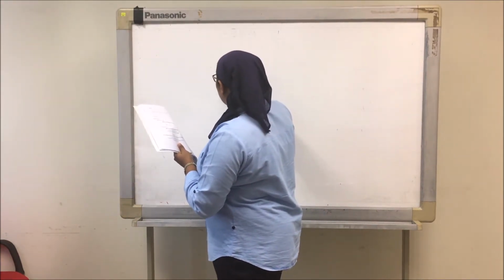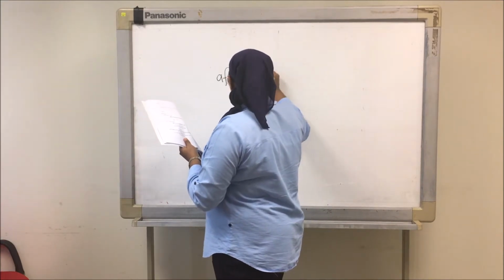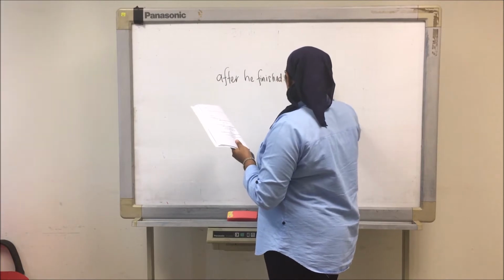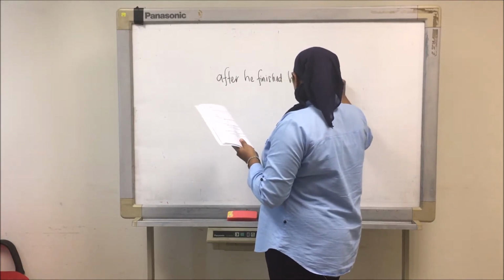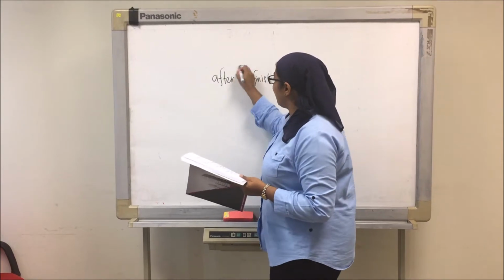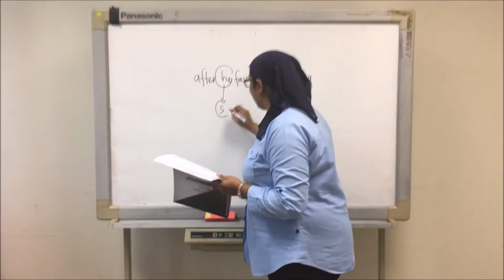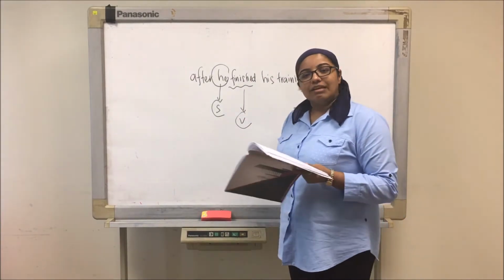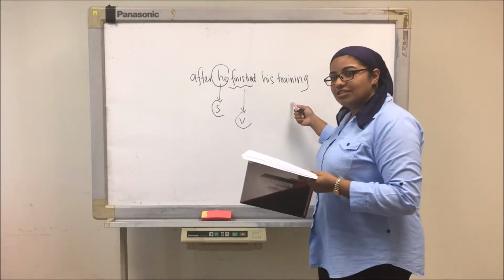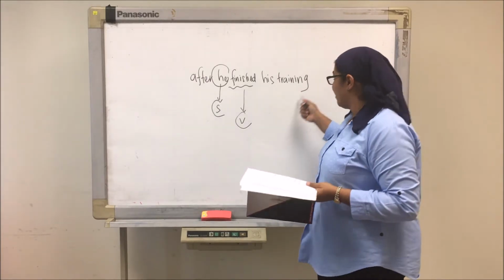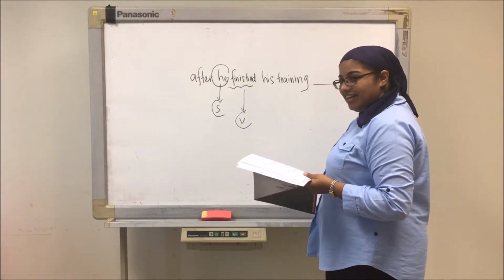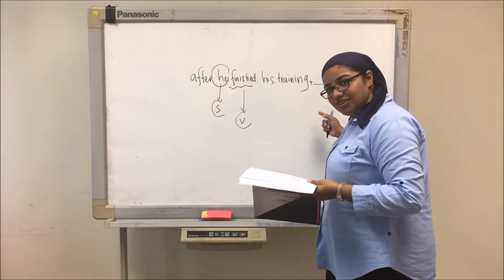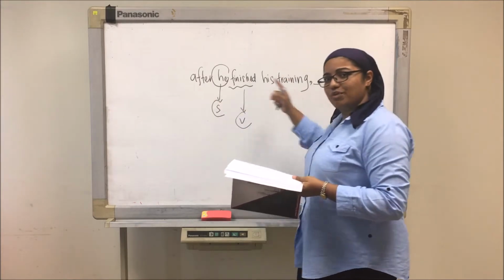Look at the sentence. It's written: after he finished his training. Now if you can see, there is a subject here, okay, and we have a verb here. But if you notice clearly, this is a clause. We call it a dependent clause, and it is not complete yet. Maybe you have to put a comma here and then continue. Okay, it's hanging. If you just put it this way, it's hanging.